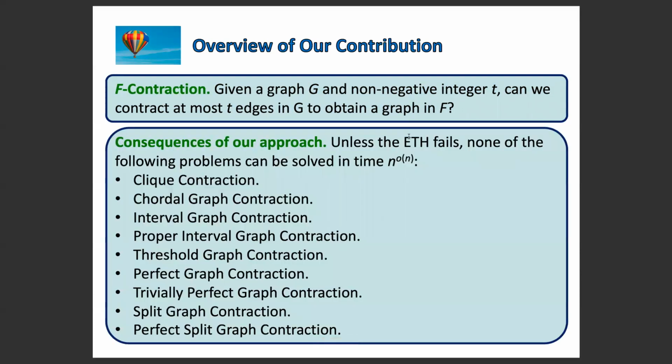So what we saw is that all of the following F contraction problems, for different families F, cannot be solved in time n to the little o of n under the ETH. This includes clique contraction, which we discussed earlier, chordal graph contraction, where we want to contract at most t edges in order to get a chordal graph, and similarly interval graphs, proper interval graphs, threshold graphs, perfect graphs, trivially perfect graphs, split graphs, and perfect split graphs.